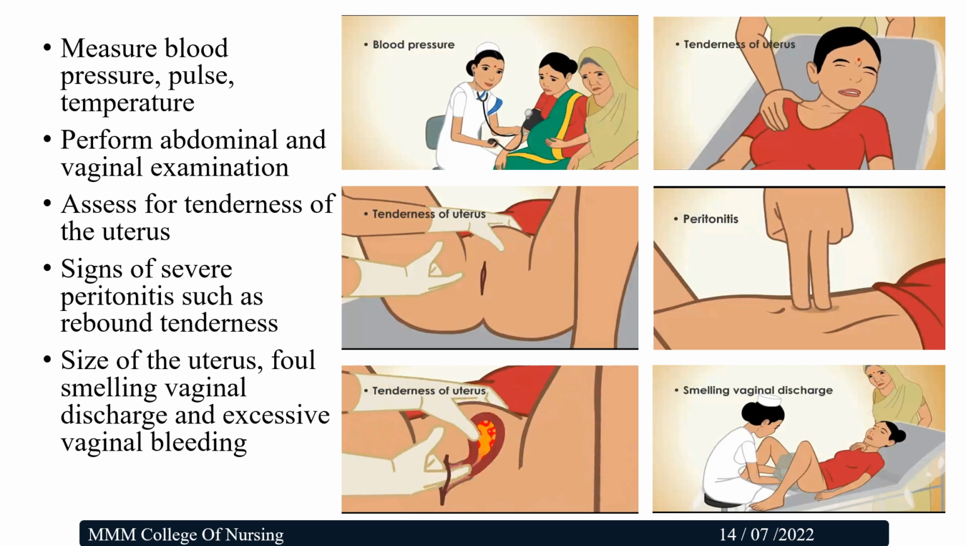Measure blood pressure, pulse, and temperature, perform an abdominal examination, and assess for tenderness of the uterus. When you do a per vaginal examination, the mother's face may show pain and discomfort. That shows the tenderness of the uterus, and look for signs of peritonitis such as rebound tenderness. When you press two fingers into the abdomen and then release, the mother will have a painful feeling. That is called rebound tenderness. Also note the size of the abdomen, and look for any foul smelling discharge and excessive vaginal bleeding.